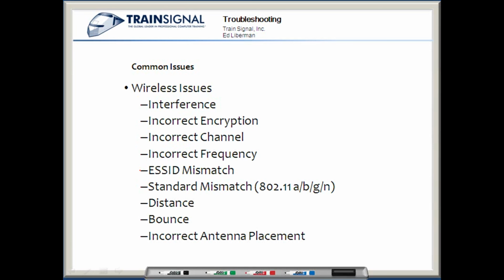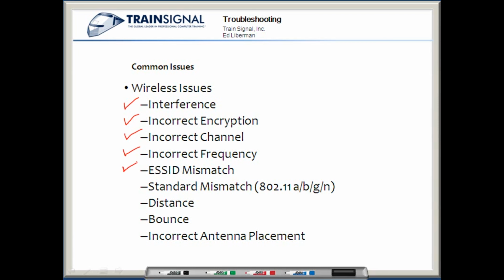Now, the last set of issues we're going to take a look at here are our wireless issues. None of this should come as any great surprise because in the wireless video, we already talked about just about all of this. What are some of the issues we can have with wireless signals? Well, we can have interference with those wireless signals. If we are using encryption and the client and the wireless access point aren't configured to use the same encryption, you can have a problem. Same thing with the channel and frequency. If the client and the wireless access point aren't configured consistently, then you've got an issue.